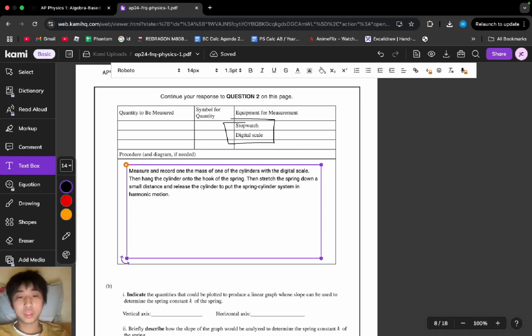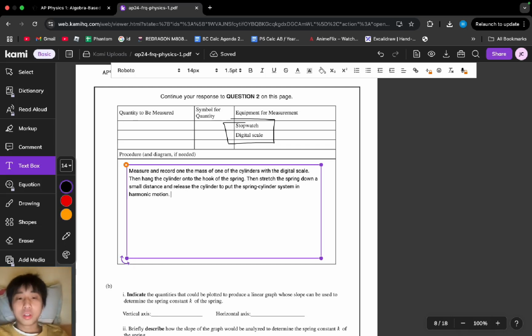There you go. So we just got measure. We got 2 points for measuring the mass and putting it into harmonic motion, and 2 more points for measuring the period and decreasing experimental error. I'll write the experimental error part later at the end. Actually, no, we're going to write both how to reduce experimental error and record the period now.